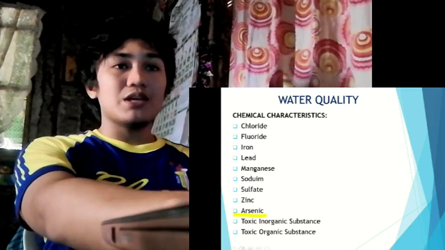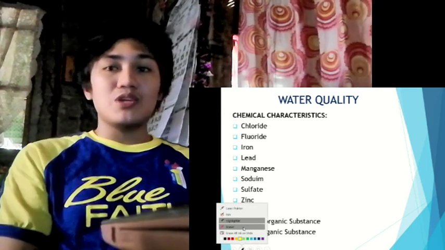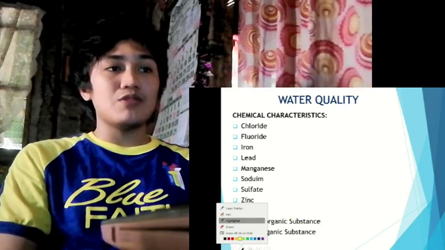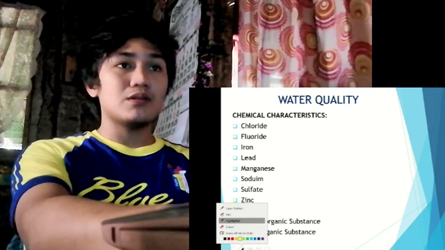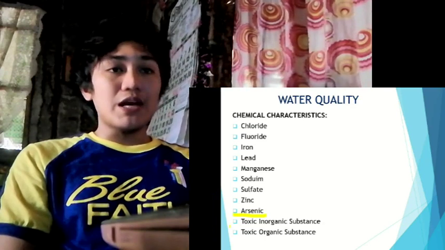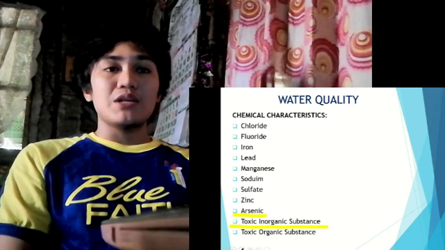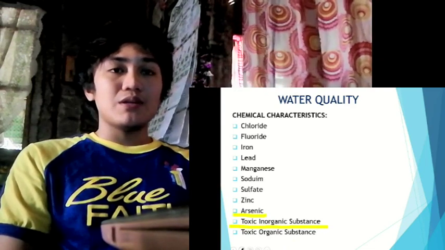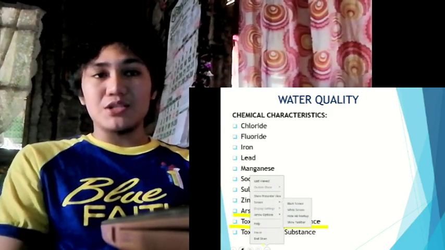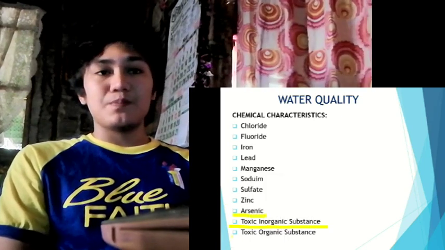So, toxic inorganic substances, we have the antimony, arsenic, barium, beryllium, boron, cadmium, chlorine, chromium, and many more. The toxic organic substances. There are over 120 toxic organic compounds listed on the U.S. Environmental Protection Agency Priority Pollutant List. This includes pesticides, insecticides, and solvents. Like the inorganic substances, their effect may be acute or chronic.